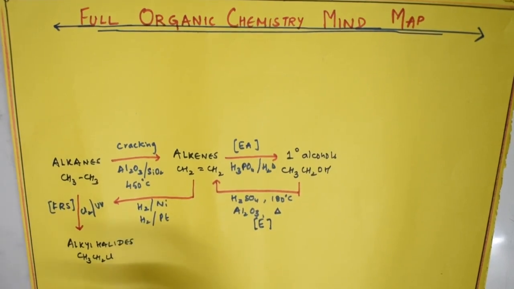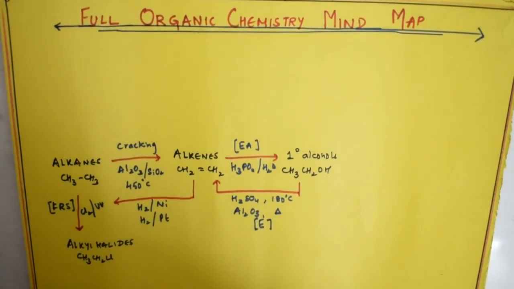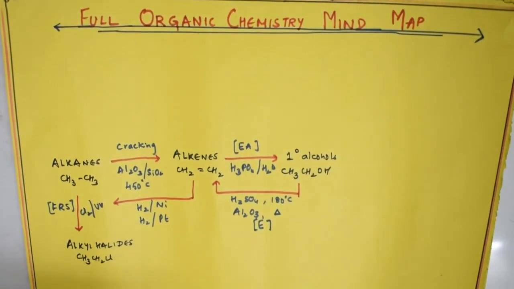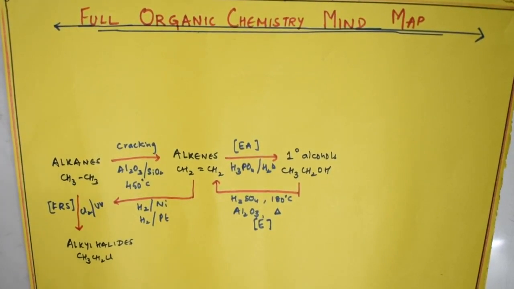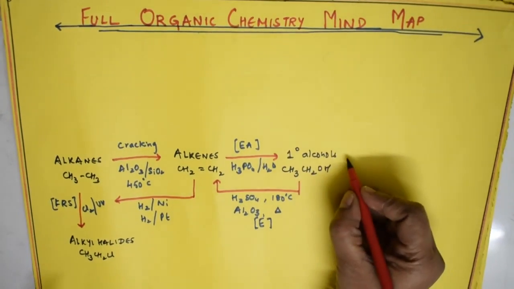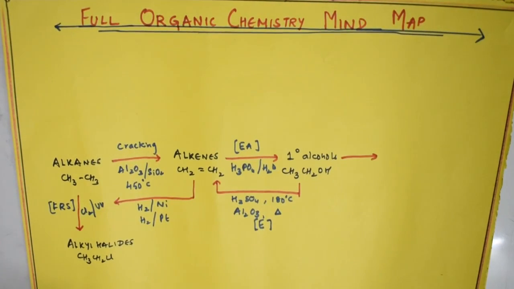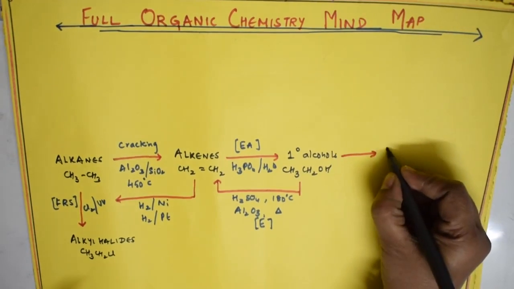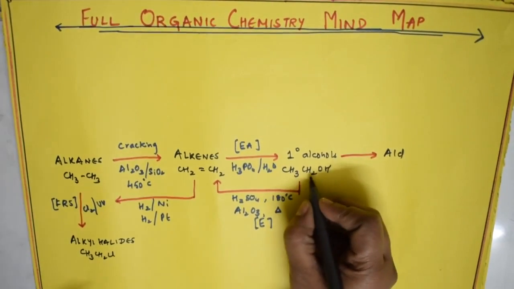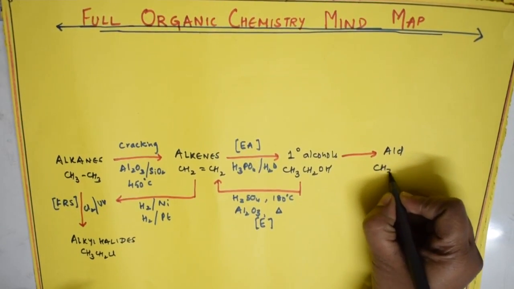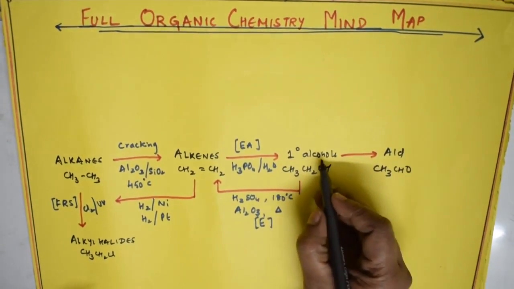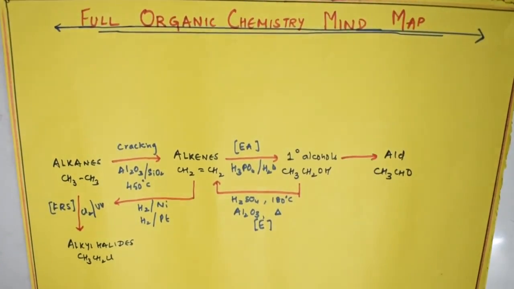Now, what can I further convert it into? I have to convert further primary alcohols. Let us take this. What can I do? I can convert primary alcohols further into aldehydes. So 2 carbons are there, this also is 2 carbons, CHO. What is the process of converting primary alcohols into aldehydes?